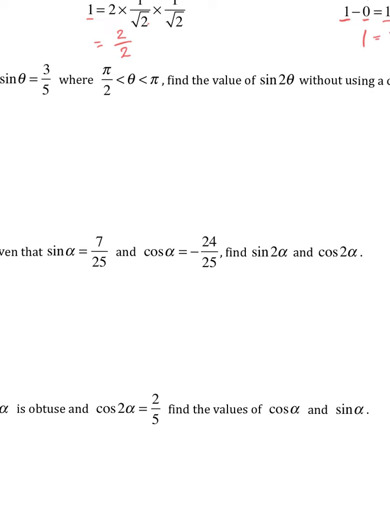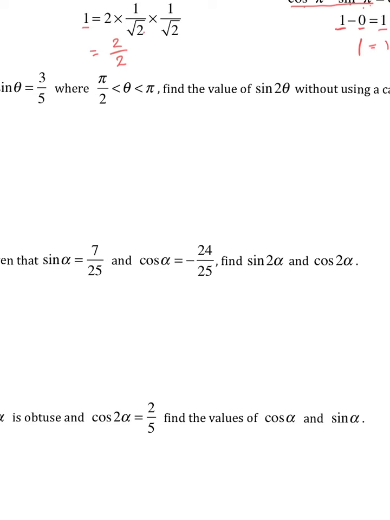Okay, so for question 1, if sine theta equals 3 on 5, where theta is between pi on 2 and pi, find the value of sine 2 theta without using a calculator. If you're doing the analysis course, you'll know you have a non-calculator paper, so it's important to be able to do this without a calculator. So sine of 2 theta is, according to our formula, 2 sine theta times cos theta. Now we already know what sine theta is, it's 3 on 5.